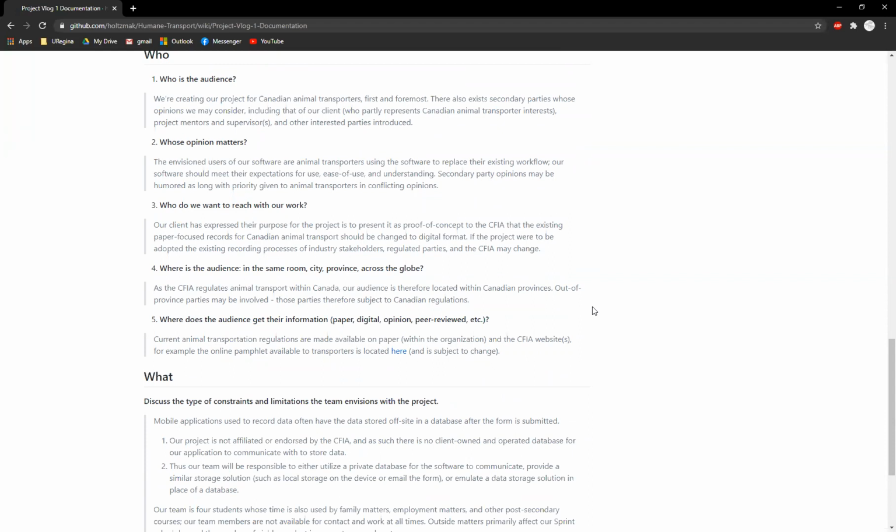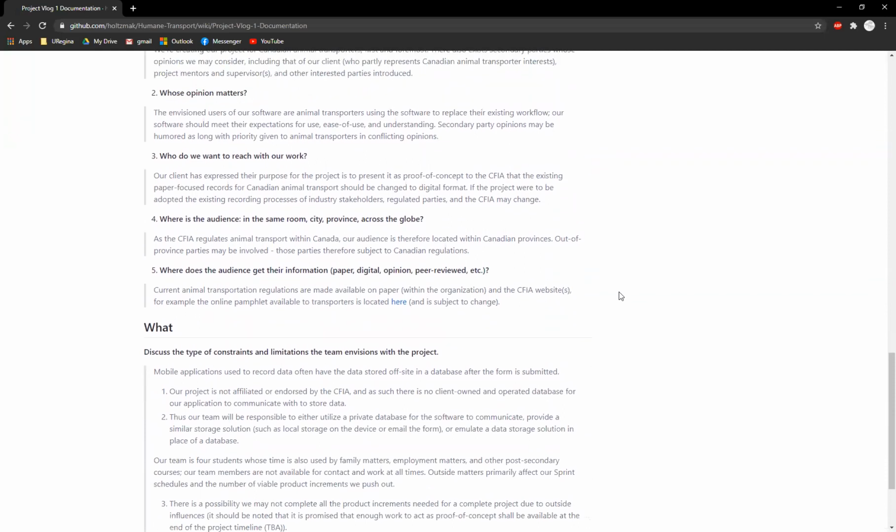Okay, so one of the most important are livestock transporters, obviously. Then it would be Canadian Food Inspection Agency, CFIA, because they'll be administrating this app. And then obviously other industry partners that could be using the information provided from this app. Okay, pretty straightforward.